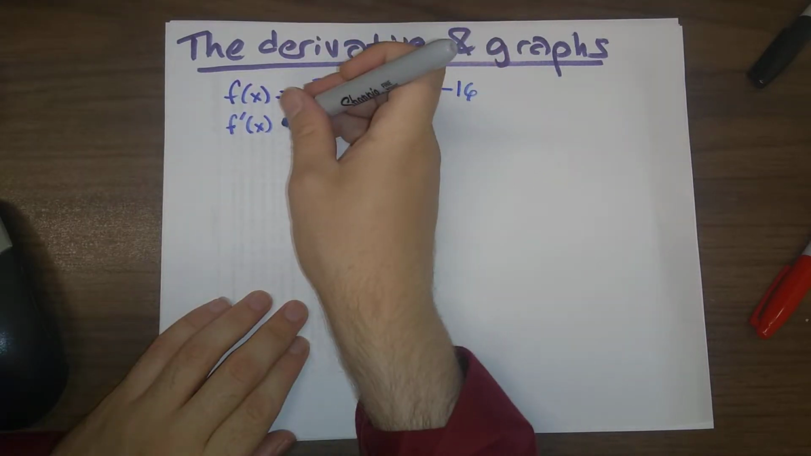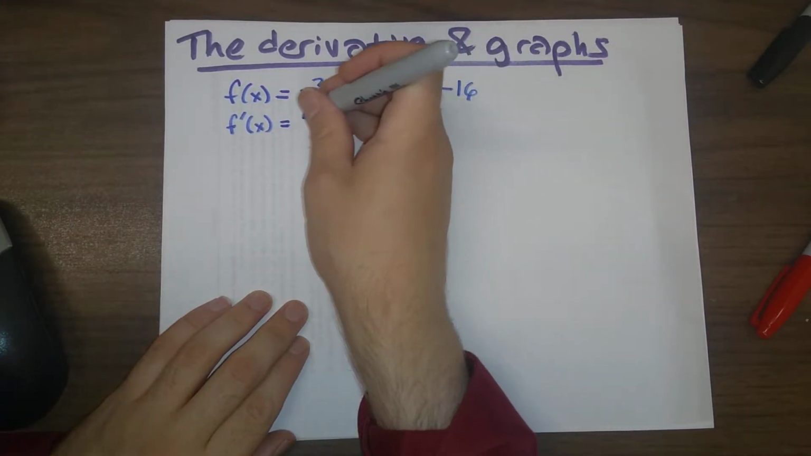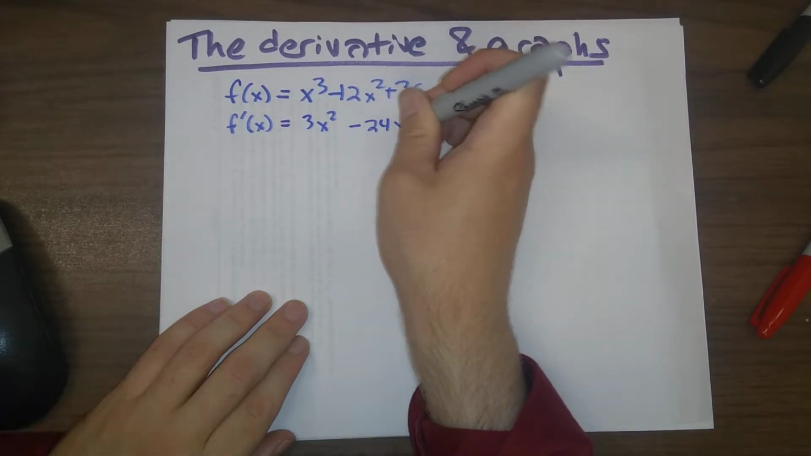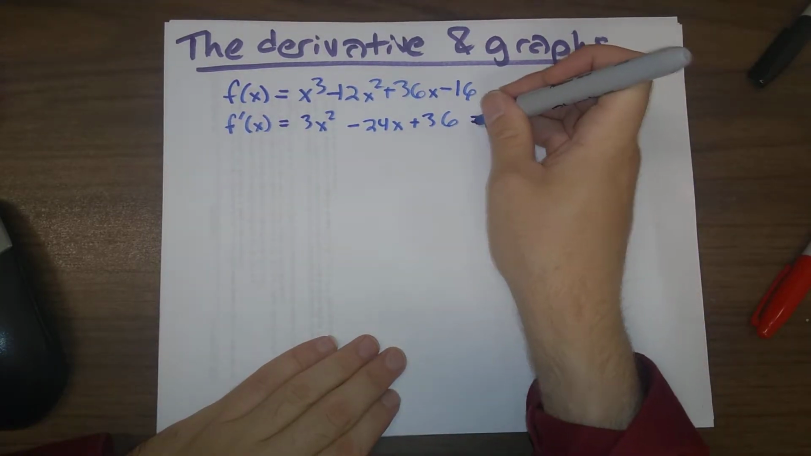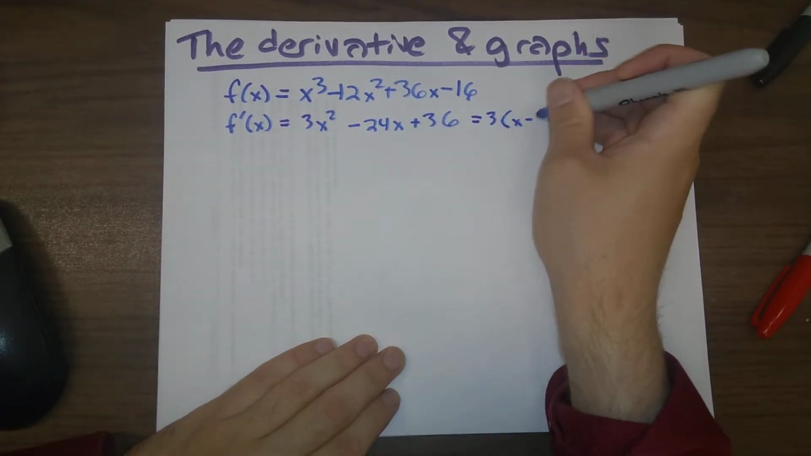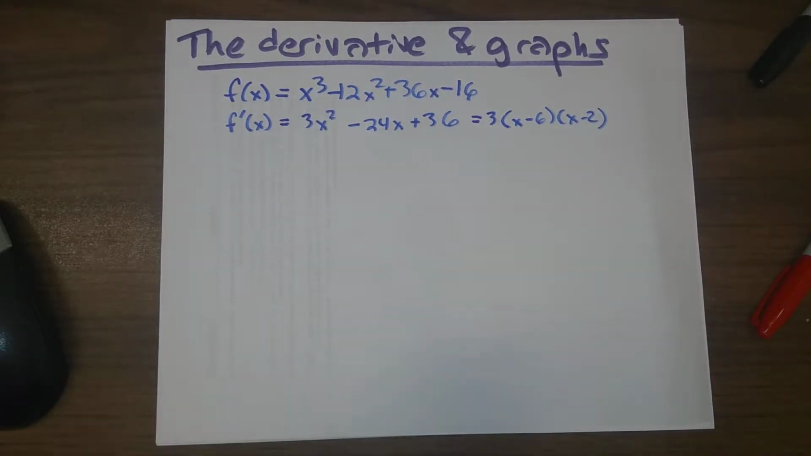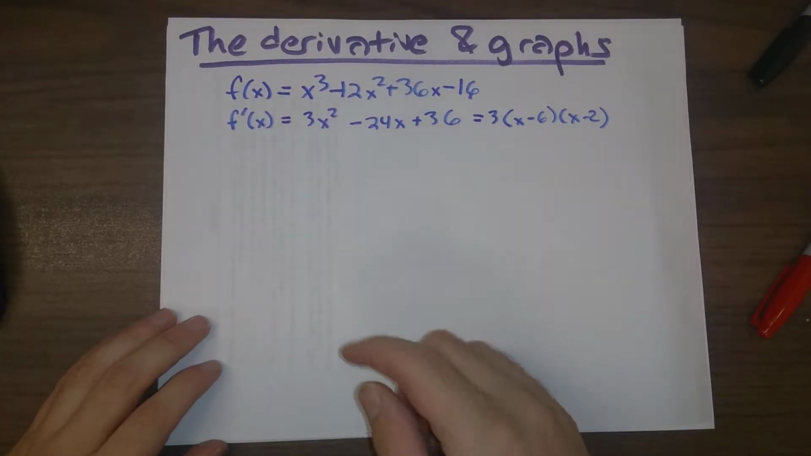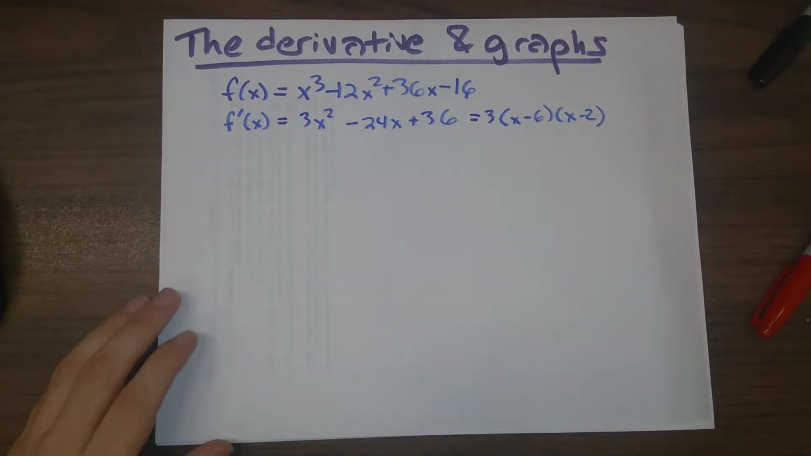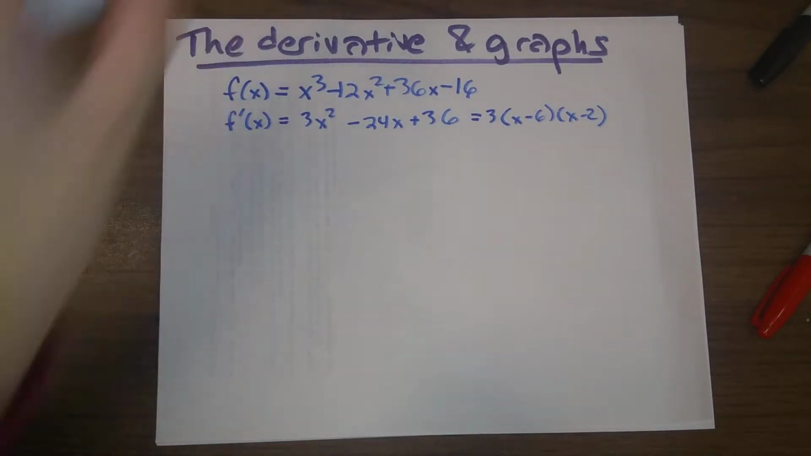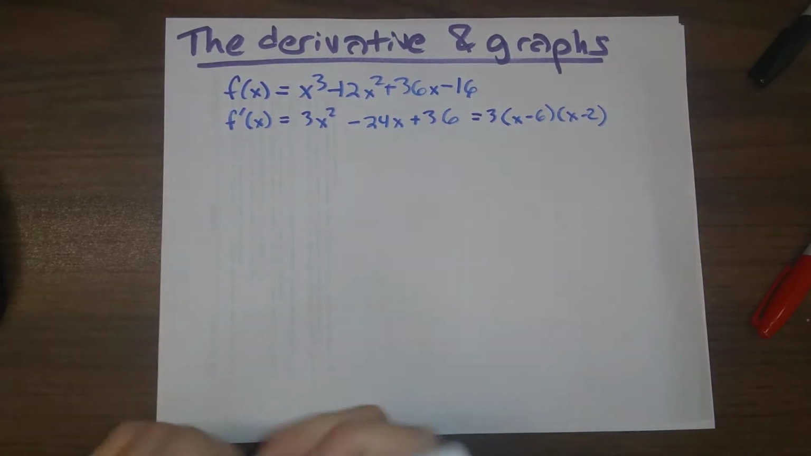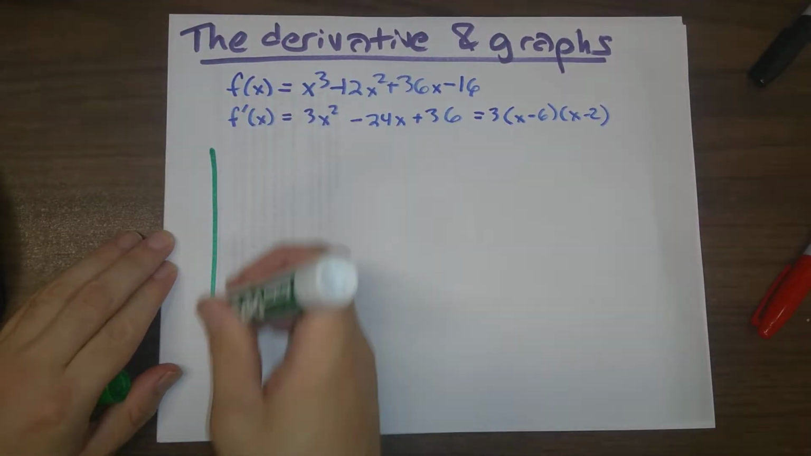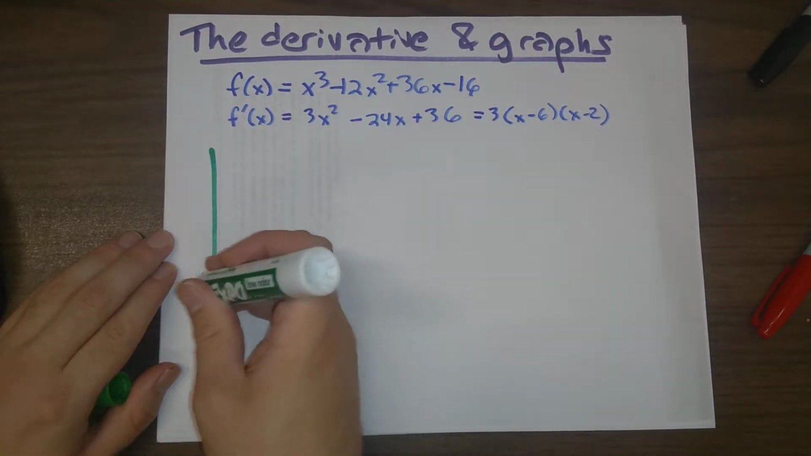And it is easy enough for us to calculate that the derivative is 3x squared minus 24x plus 36, which I'll note factors as 3 times (x minus 6) times (x minus 2). So what I'm going to do now is draw a graph of f of x and draw a graph of f prime of x, and we'll see how those compare and see what the derivative tells us.